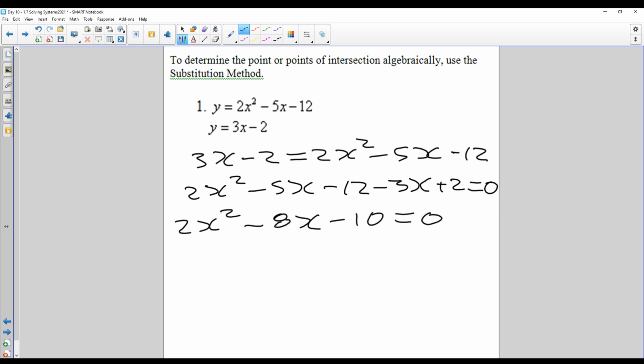So what do we do now? What's the next step in solving this? What's the solution? Help me out, folks. I need to solve it. I don't know what x is yet. What do I do?